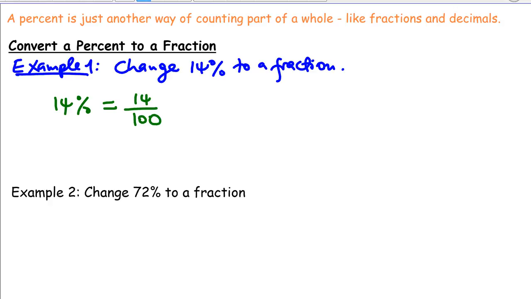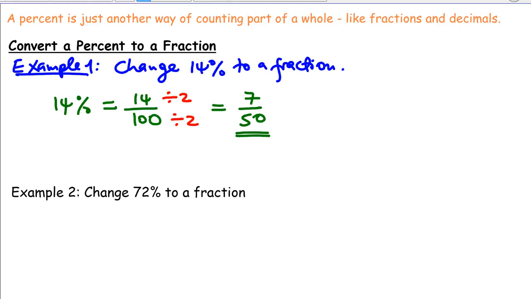Now we can simplify this because 100 is a multiple of 2 and 14 is a multiple of 2. So divide by 2, divide by 2. That will give us 7 over 50. Over 50, not 15. And that is a fraction that's equivalent to 14%.